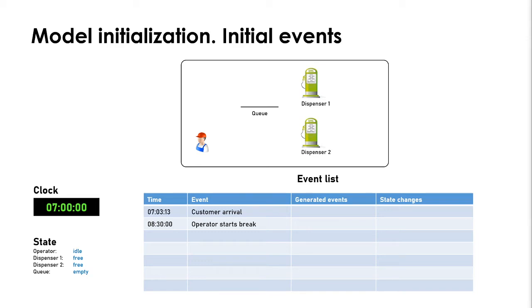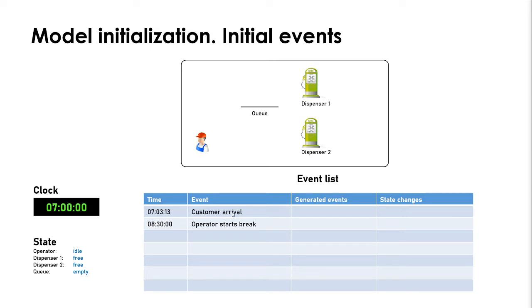We want to reproduce the behavior of our system. So we need to get started and make things happen. If we were sitting in a place watching our gas station, the first thing we could see would be a customer arriving to our system. And we know, in addition to that, that 90 minutes from the beginning of the working day, the operator will have a break.